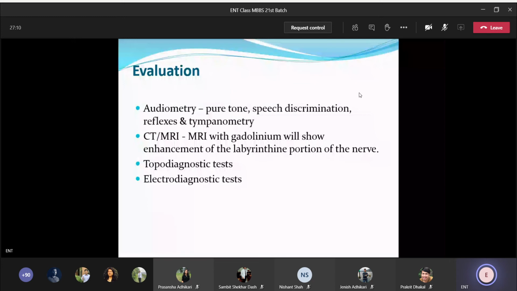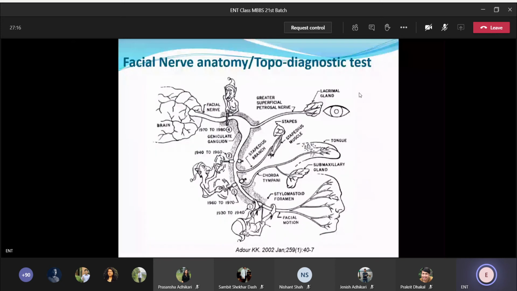Topodiagnostic tests, electrodiagnostic tests. So the topodiagnostic test is the Schirmer test. How do we do the Schirmer test? We place a paper in the bilateral eyes, and then we see the epiphora, excessive lacrimation. If there is decreased lacrimation, then there may be a chance that the facial nerve is damaged above the geniculate ganglion.